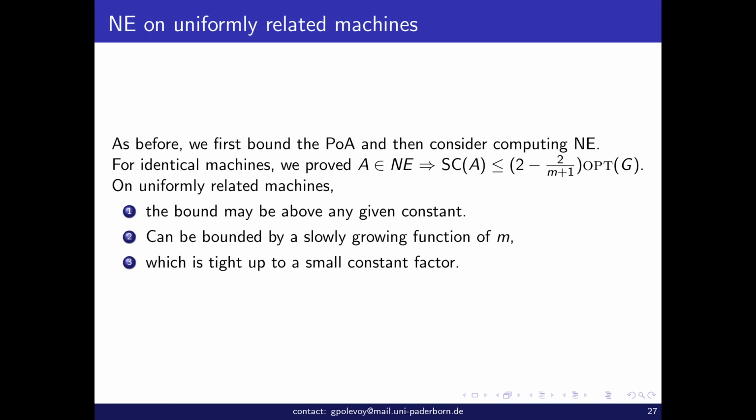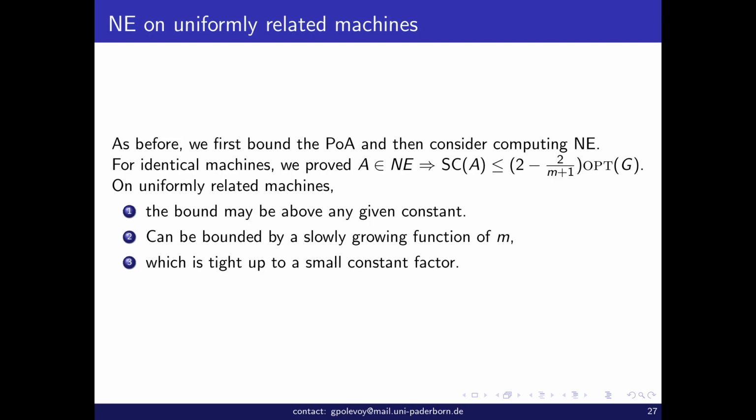We do the same now. Start with the price of anarchy and then move to the computation of Nash equilibrium. Of course, we will also compare to what we had before. We can never get a better result now than we did before, because before we assumed something which is basically a special case of what we have now, simply when speeds are equal.